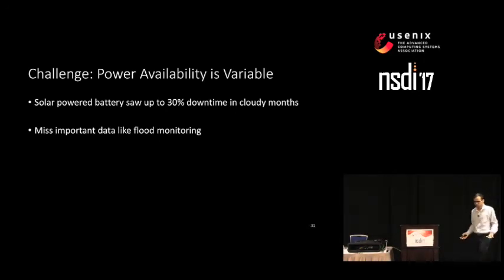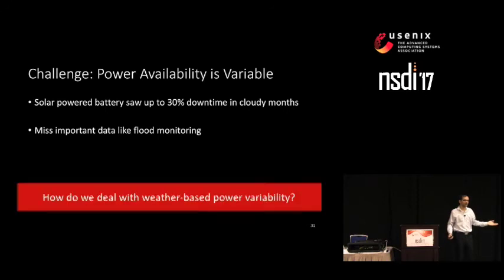That's huge. For 1/3 of my time, I do not have any data from the farm. And this data is important. This data is collected when it's raining, so you want to know how much rainfall happened in what part of my field. You also want to know what parts of my field were flooded and what parts were not. And you miss all of this data just because you have the solar-powered battery. So how can we deal with this weather-based power variability? Of course, we can't control the weather, right?